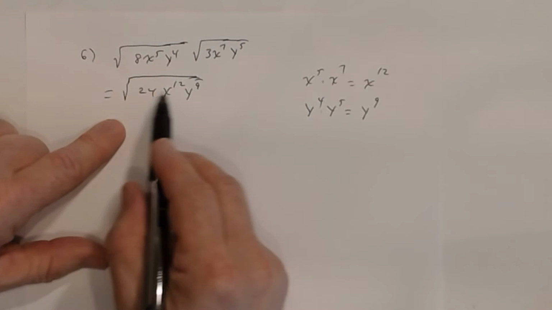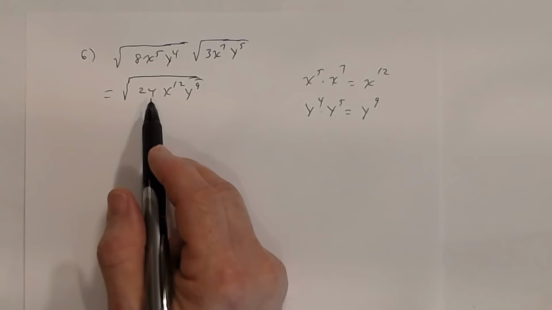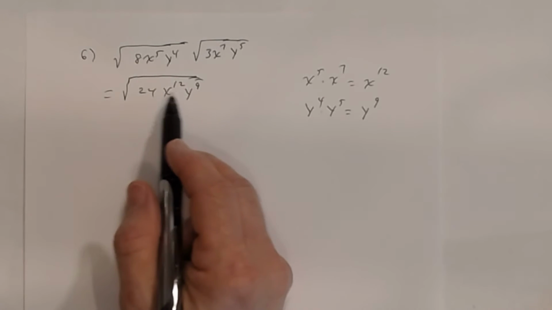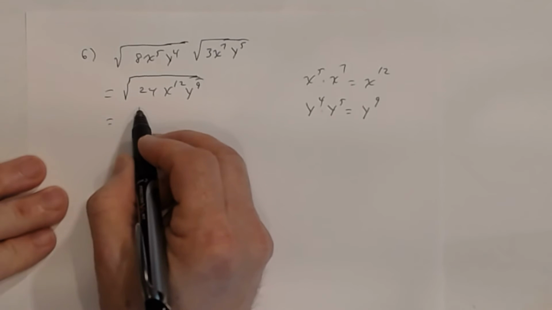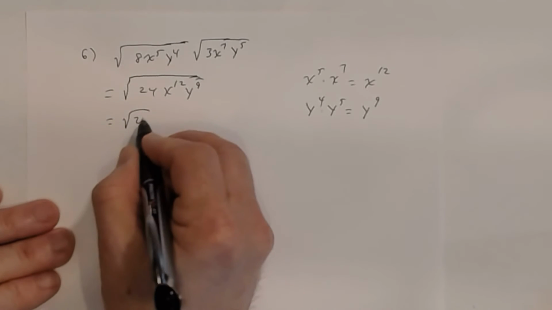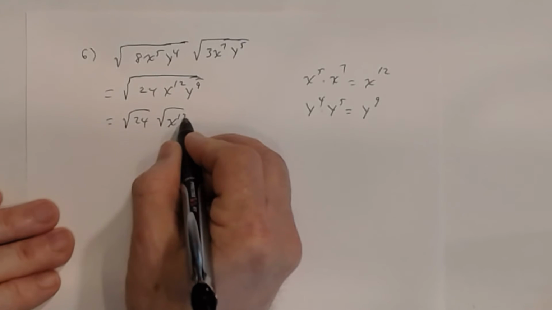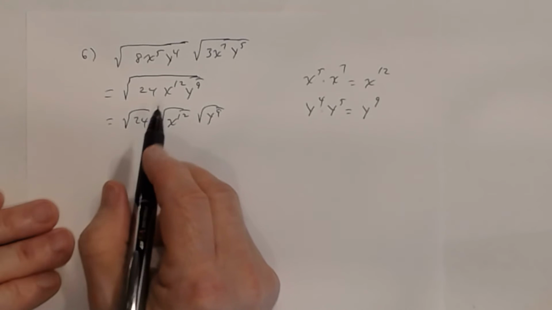Now this is something you've had in a previous lesson. So you're going to say, can I simplify this? All right, well, let's rewrite this now as a product of separate square roots. So there's a square root of 24 times the square root of x to the 12 times the square root of y to the 9. All right, so notice what I'm doing.